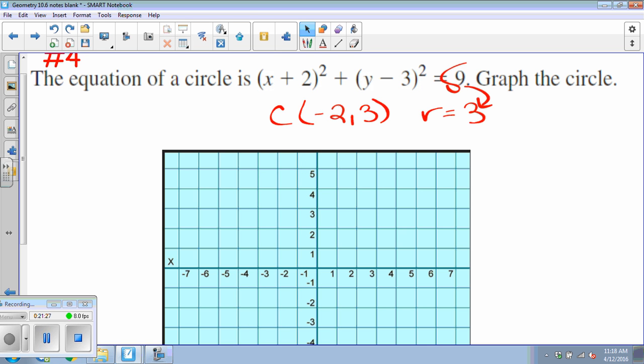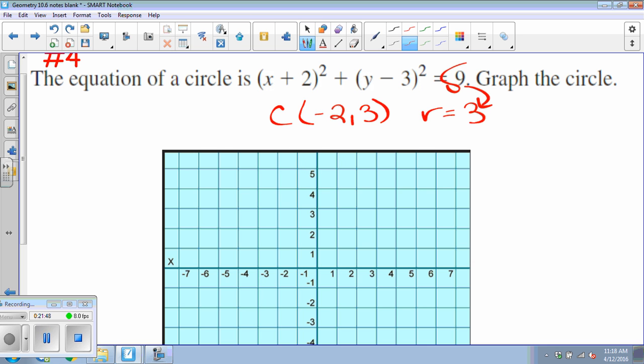Okay. So, here's our blank graph, and we have to graph this circle. We look at an equation, we know it's a circle. How? X and Y are both squared. Even if it didn't say equation of a circle, we would still know it was a circle because x and y are both squared. So the center is (-2, 3).